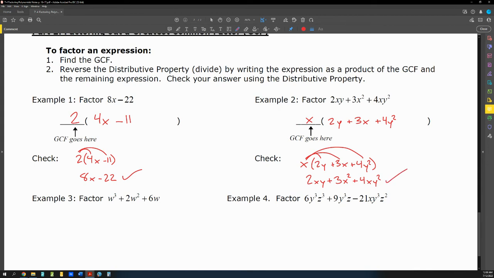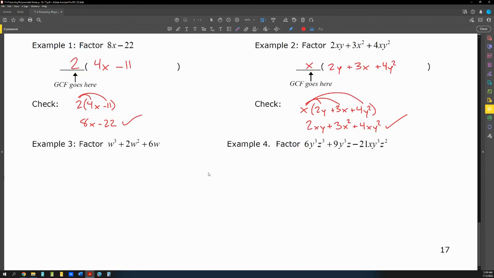All right, 2 more for us today. Number 3, factor w cubed plus 2w squared plus 6w. Well, I noticed that each of these have a w in common, so I can factor out a w. And also I noticed that the number in front of the first term is 1. That's our leading coefficient. 1, 2, and 6 are relatively prime, so there's nothing that we can factor out in that regard.